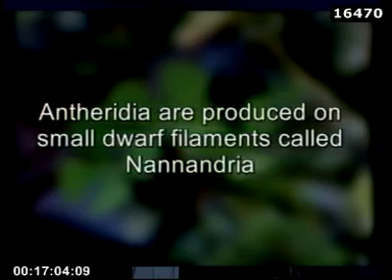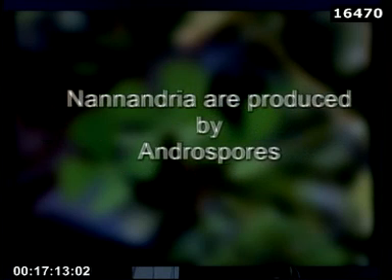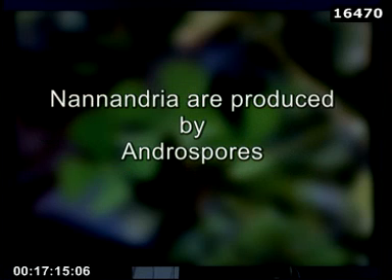Now, sexual reproduction in nannandrous species. In nannandrous species, the sexual reproduction is somewhat specific and complicated. Here, the male gametes or antheridia are produced on small dwarf filaments called nannandria. These nannandria are actually produced by a special type of spore called androspores.